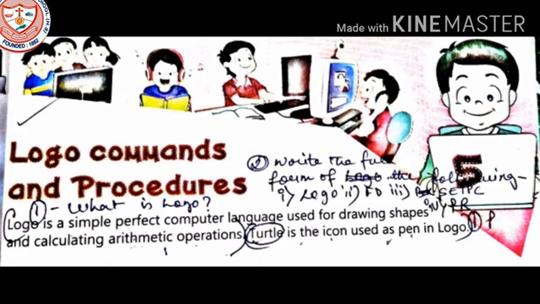Now, the turtle is the icon used as a pen in Logo. So what is a turtle? The turtle is an icon which is used as a pen in Logo to draw or to do something in the Logo application. Clear? So Logo is a simple, powerful computer language used for drawing shapes and calculating arithmetic operations. The turtle is the icon used as a pen in Logo.